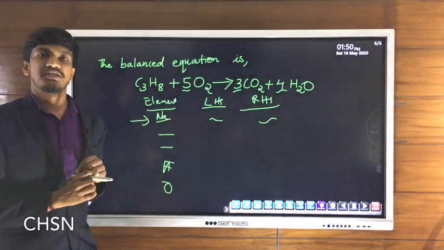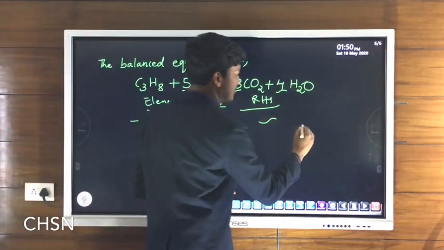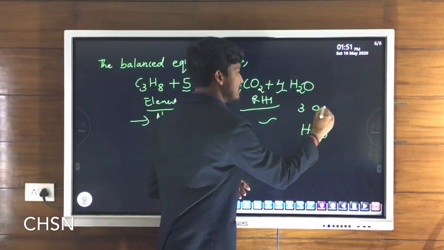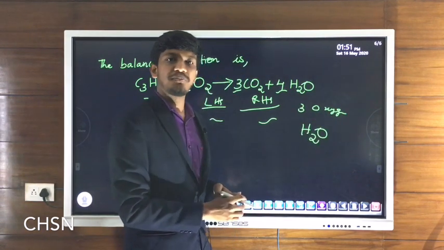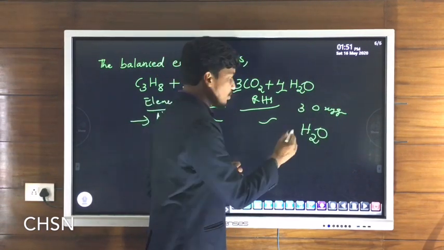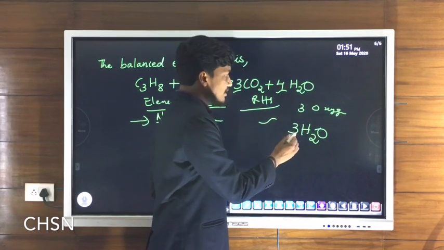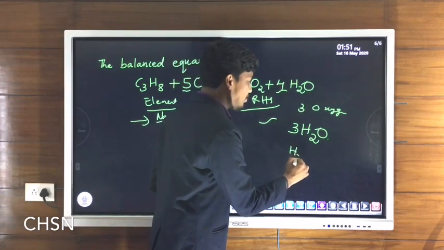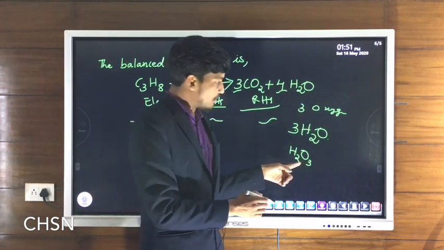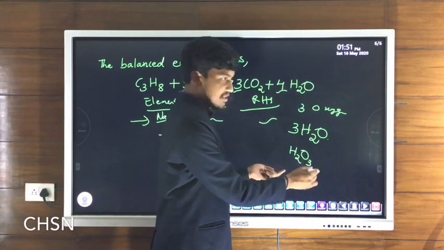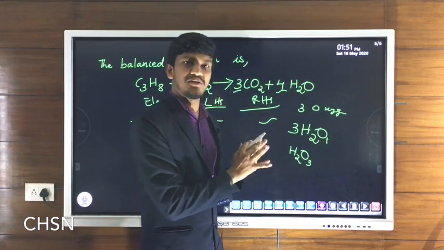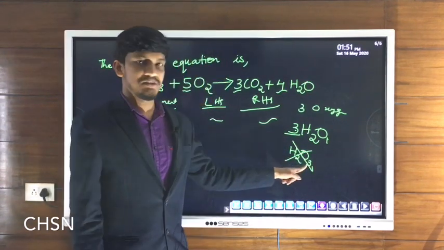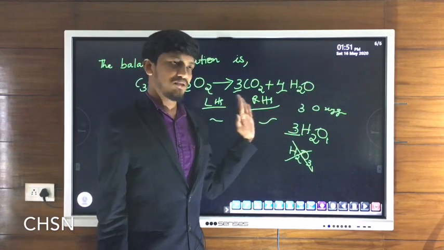Don't change the subscript. For example, suppose there is a compound H2O and you want to make 3 oxygen atoms. 3 oxygen atoms in H2O. How to make 3 H2O? We will write 3 here. Then how many oxygen atoms will we have? 3 into 1, 3. 3 ones are 3 oxygen atoms. That means don't write 3 here, because when you write 3 here, then you change the subscript. The subscript of oxygen is 1. We cannot change the subscript. We can write only the coefficient.